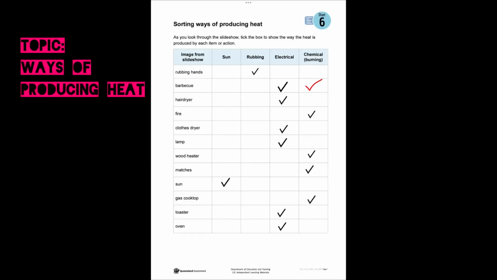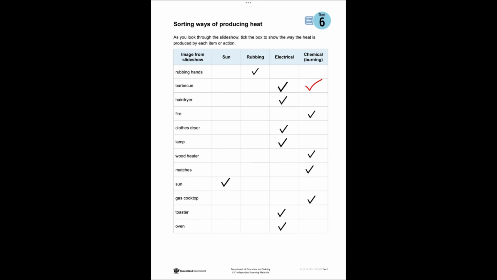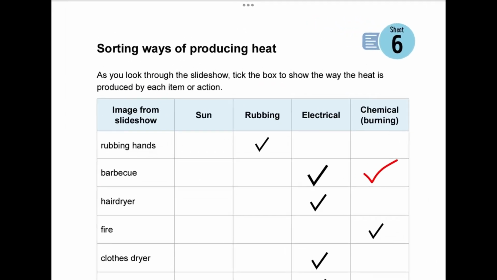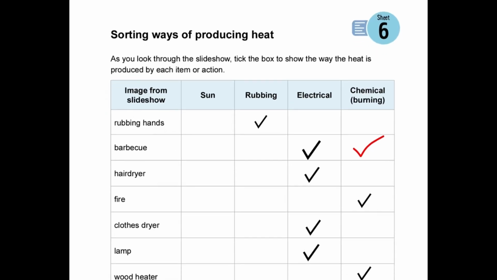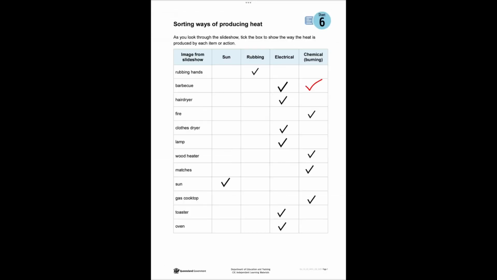I learned about ways of producing heat. When there is heat, something has produced that heat. Examples of ways of producing heat are the sun, rubbing, electrical, and burning. The sun produces heat from itself. When you rub your hands together, rubbing produces heat and also causes your hands to feel warm. Electricity is a different type of energy which can be used to power objects that can produce heat. Some examples are hair dryers, clothes dryers, lamps, toasters, and ovens. All the objects I just mentioned are heat sources, and electricity produces the heat. An example of a heat source is a toaster, and the heat is produced by electricity. Matches, wood heaters, gas cooktops, and fires all produce heat from burning.